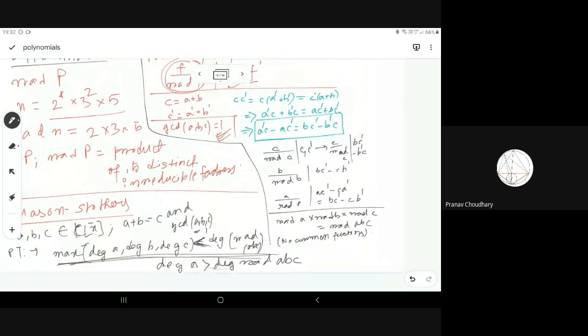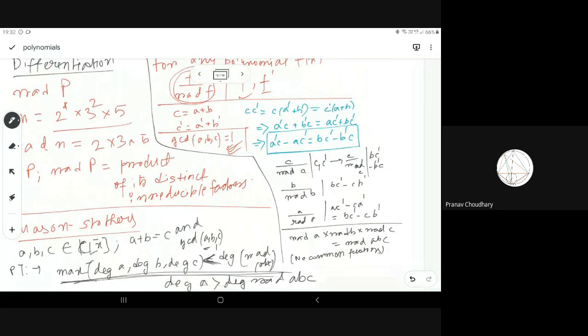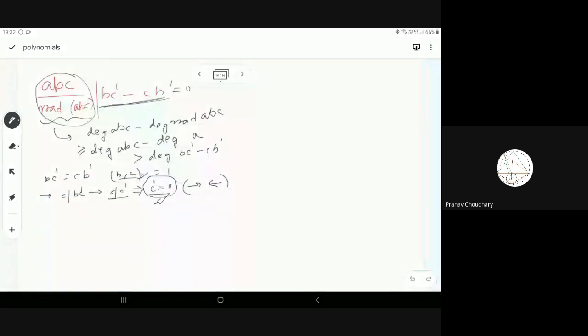Can you go to the next slide? Yeah, so the contradiction was at the third line only. We use the contradiction assumption here, and then to prove the degree bc' minus cb' bound, this argument pulls through because of what we assumed in contradiction.